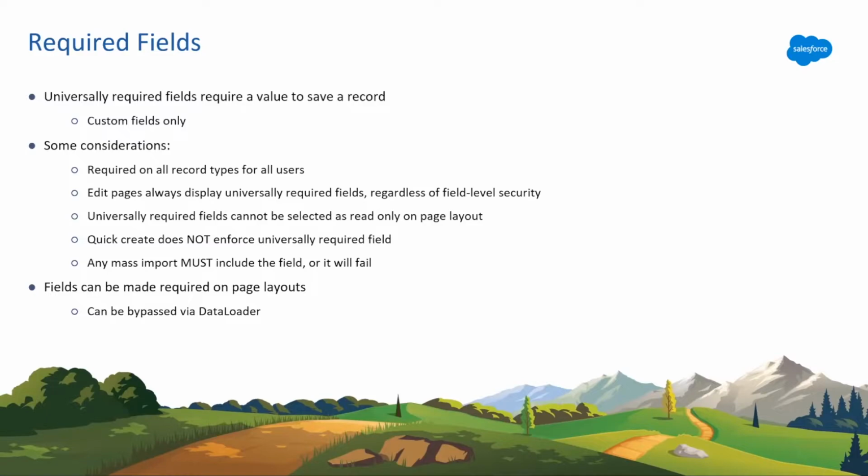So fields can be made required on page layouts. When I'm editing my page layout, again, I can make it read only or I can make it required. You can bypass that via data loader. So if you make it required just on the page layout, not on the field, that can be bypassed by data loader. Data loader checks to see if the field is actually required at the field level, but it doesn't check it on the page layout.